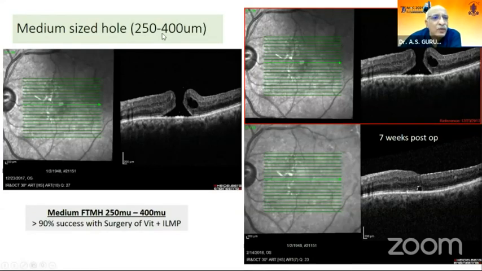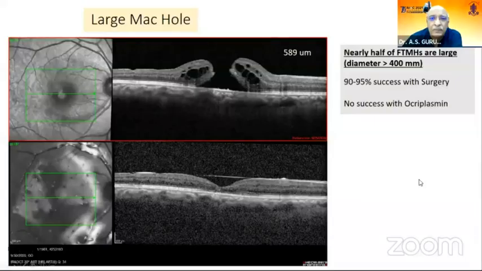Medium-sized holes are between 250 and 400 microns, and there is a 90% success with surgery with vitrectomy and ILM peeling. And this is our own example of how we had a good success of the hole getting closed. A large macular hole is something that is more than 400 microns, and more than half of the patients that we come across belong to this category of large holes. There is a 90 to 95% success even with the large holes, and there is no success with ocriplasmin.